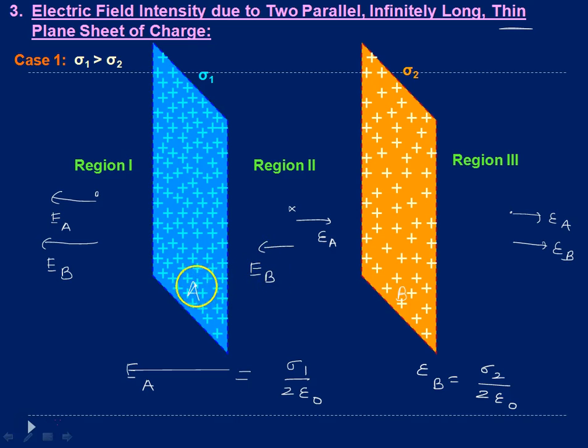It means if you add them vectorially, here it is EA plus EB. In the middle, since sigma 1 is greater than sigma 2, it is EA minus EB, and here also EA plus EB. Now, the whole thing I am showing in the next slide.